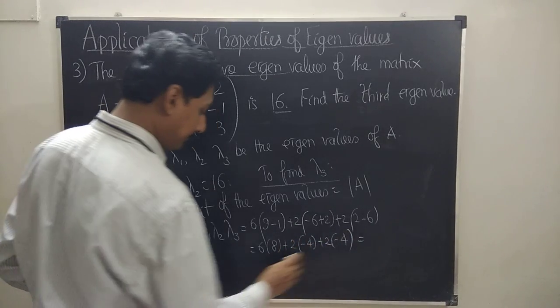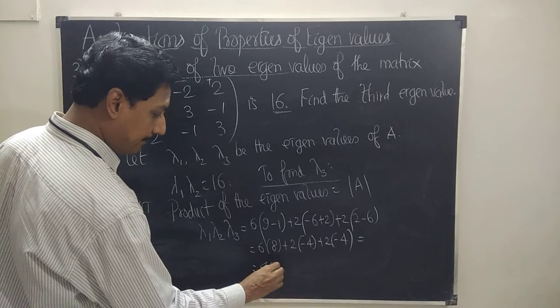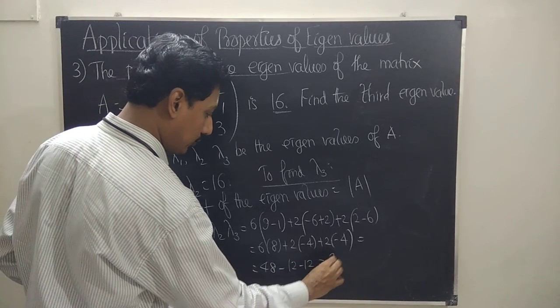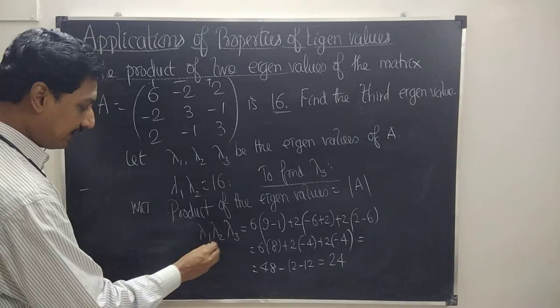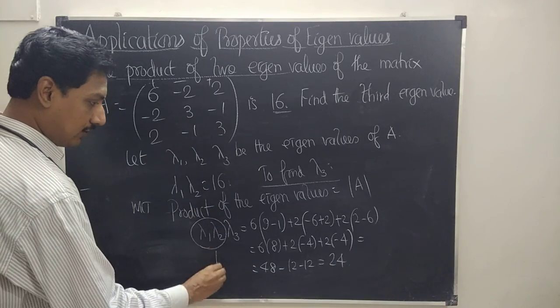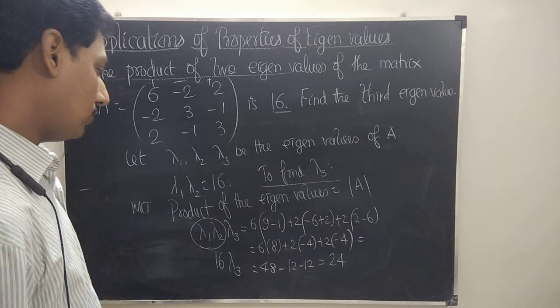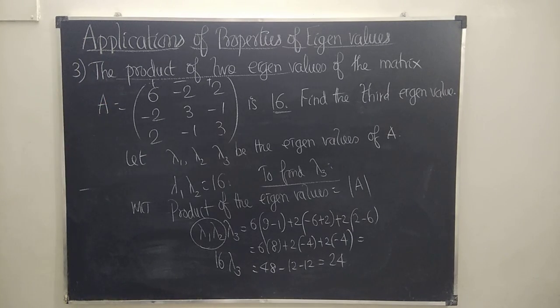So the answer is 6 into 8 plus 2 into minus 4 plus 2 into minus 4. So the answer is how much? 48 minus 12 minus 12, is equal to 24. Now what about the left hand side? Lambda 1 lambda 2 is 16. So 16 lambda 3. So lambda 3 is equal to 24 by 16.